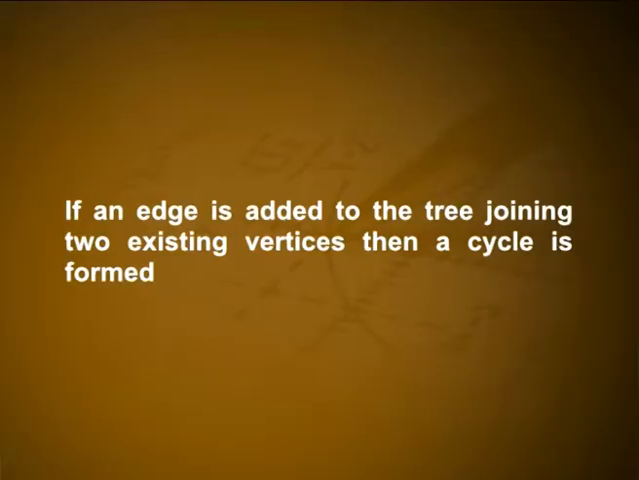Since there is a path between any two vertices, if an edge is added to the tree joining two existing vertices, then a cycle is formed comprising the existing path between the two vertices together with the new edge. All these properties can be used to define a tree. Now, let us come to the new topic.